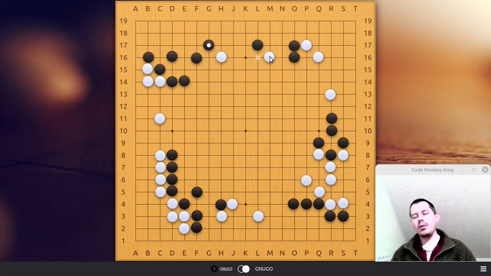Black could have played, I don't know, here, but he just tries to secure his corner. He could have tried to kill my stones and retain his influence towards the center, but he didn't. Instead he's going territorial, just trying to secure his corner there. I'm really happy. I'm starting to build my thickness to influence the center. It's getting much better now.